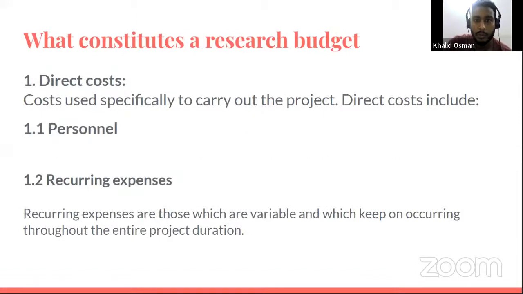So what constitutes a research budget? Research budgets are similar. They all have the same subheadings. First, there is direct cost, which are costs used specifically to carry out the project. Direct cost includes everything you are going to do in the project, including personnel, which means the wages for the people that you will need to hire for your research project, even your own wages.